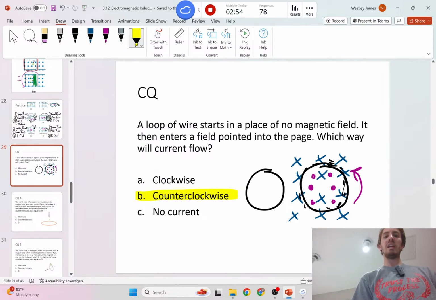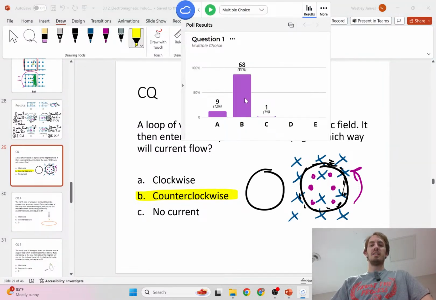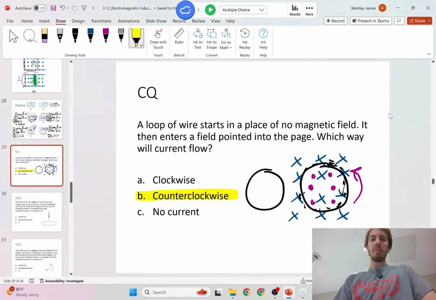Oppose the change. I'll close it out in 5, 4, 3, 2, 1. So it turns out the horde was right. There you go. Look at that. Mob mentality. It works. All right. So there you go, y'all. That's the idea. This is kind of the simplest case I can give you.